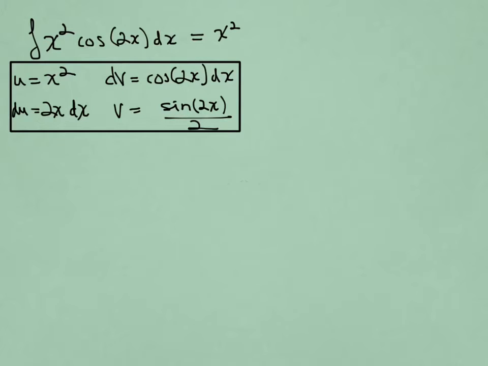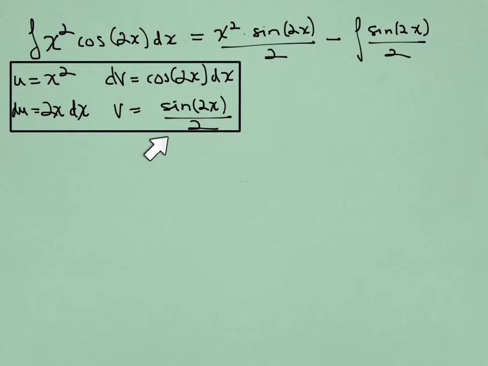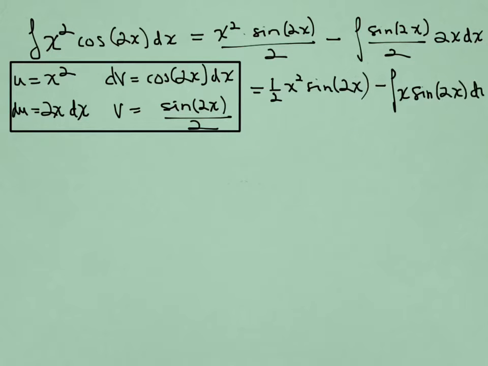And now we can apply the integration by parts formula. It says u times v. That's going to go there. There's v. And then it's going to be minus v du. And du is 2x dx. Let's simplify this expression and reflect on it. I've got 1/2 x squared sine of 2x. And then the 2's cancel here. So I'll have x times sine of 2x.